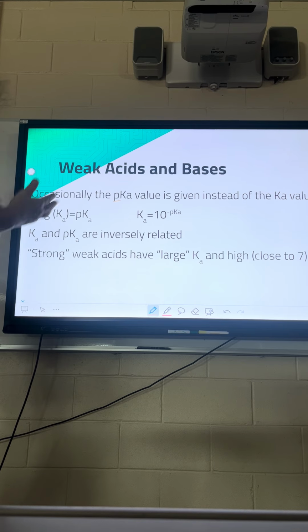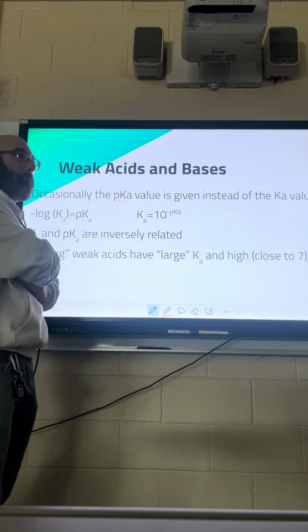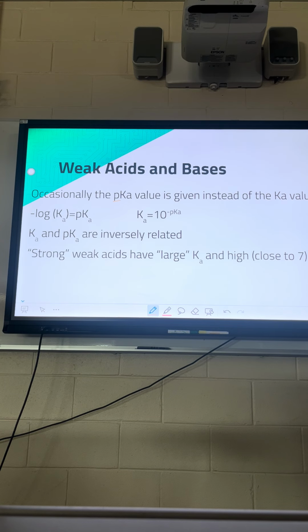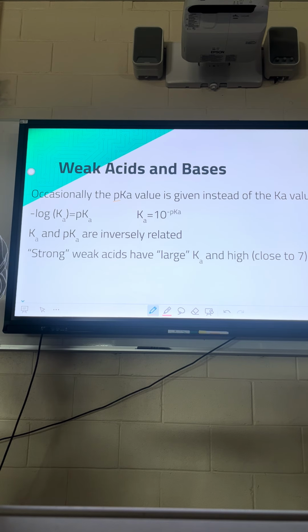Okay, again, everything is opposite. It's like opposite day in Unit 8. Ka and pKa are inversely related. So the bigger your value for Ka is, the smaller your value for pKa is. Vice versa. If you have a really small Ka, you have a really big pKa. That's really weird. I don't like it.